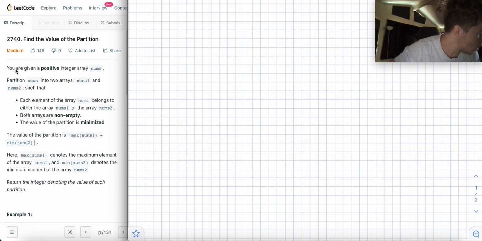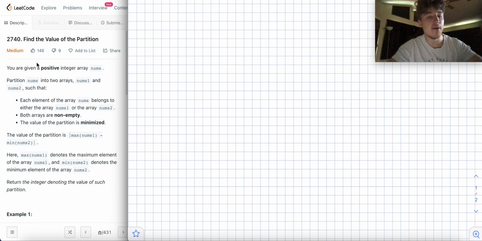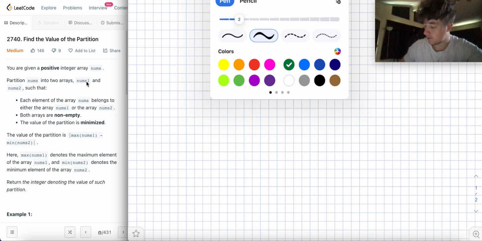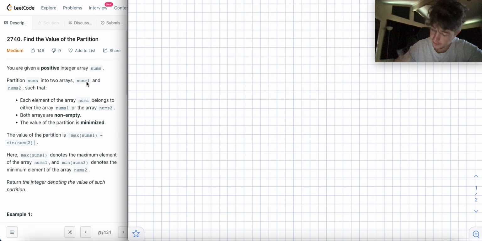Okay, so you are given a positive integer array nums. You just have this array nums. All the elements are positive. All right. Partition nums into two arrays, nums1 and nums2. Okay, so I take this initial array, nums, right? I have nums, and I'm going to partition it into nums1 and nums2.